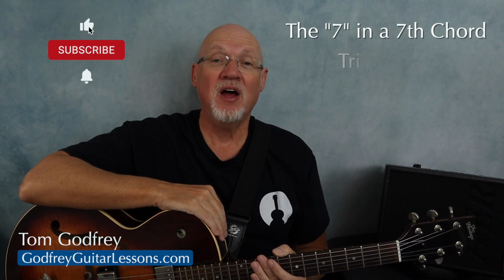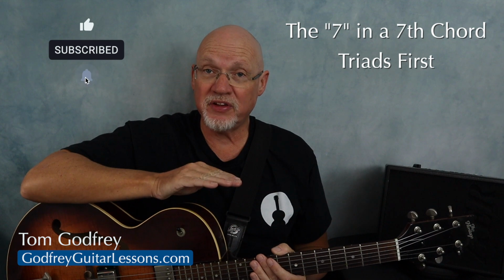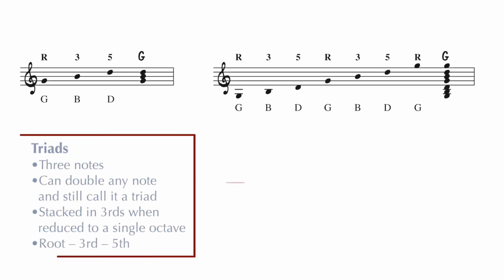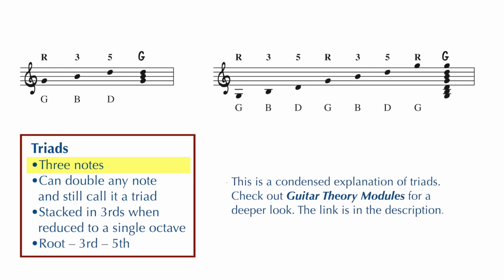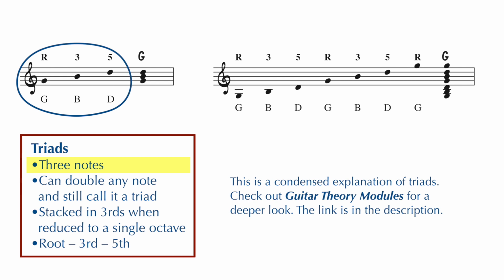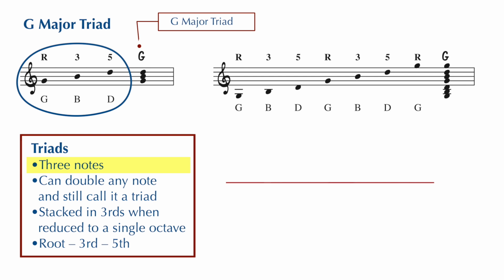We're going to talk about where the 7 in a 7th chord comes from. Before we do that, we need to briefly talk about triads. Triads are made up of 3 notes. For example, the notes G, B, and D make up a G major triad.